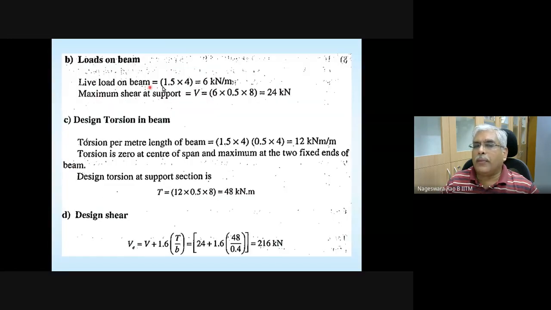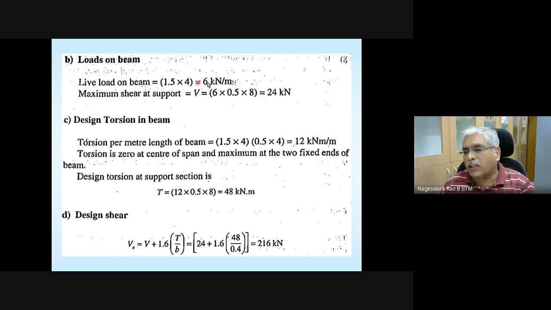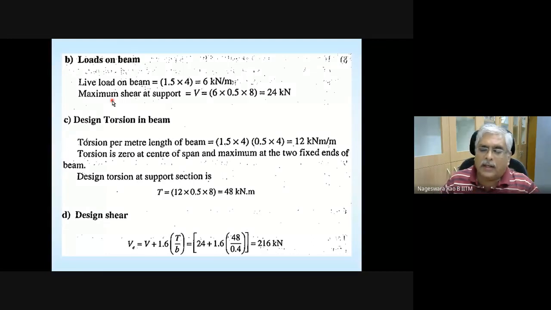Live load on the beam. Please note that this load acting at an eccentricity is going to result in torsional moment, but this total load is going to be carried by the beam, so a direct shear is also going to be there. That shear is half of the reaction. Please take a note of it, okay?